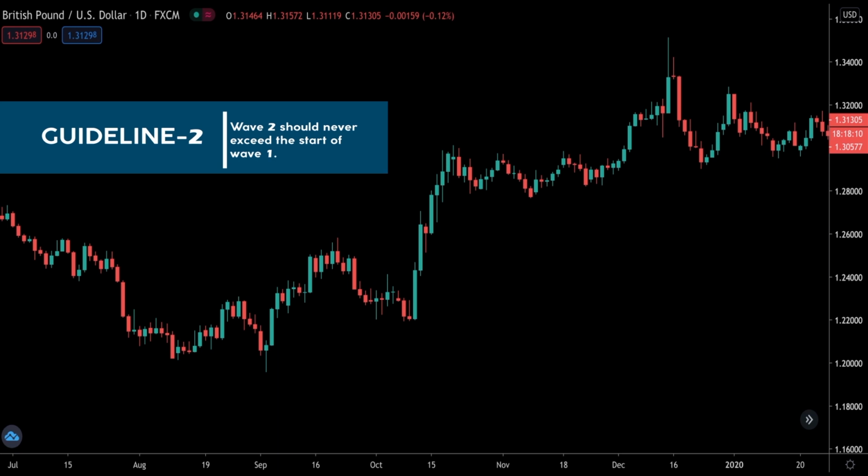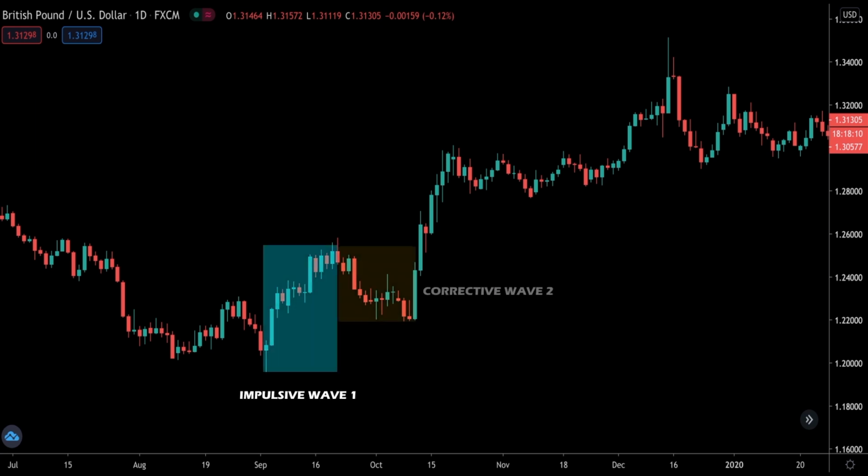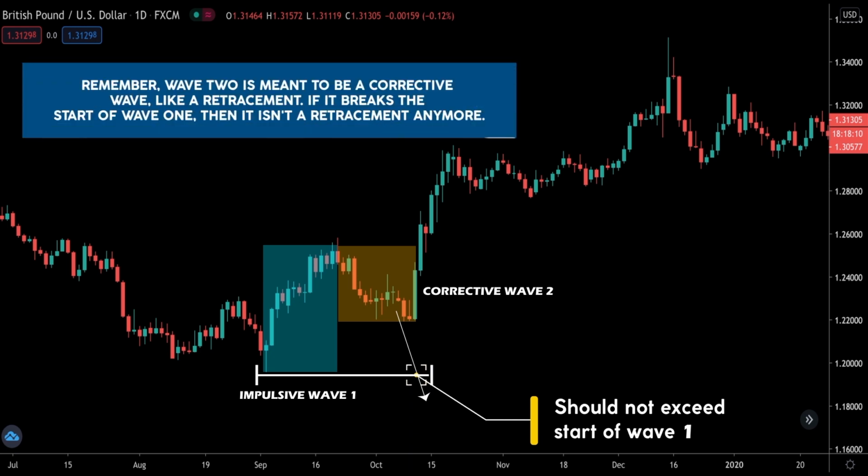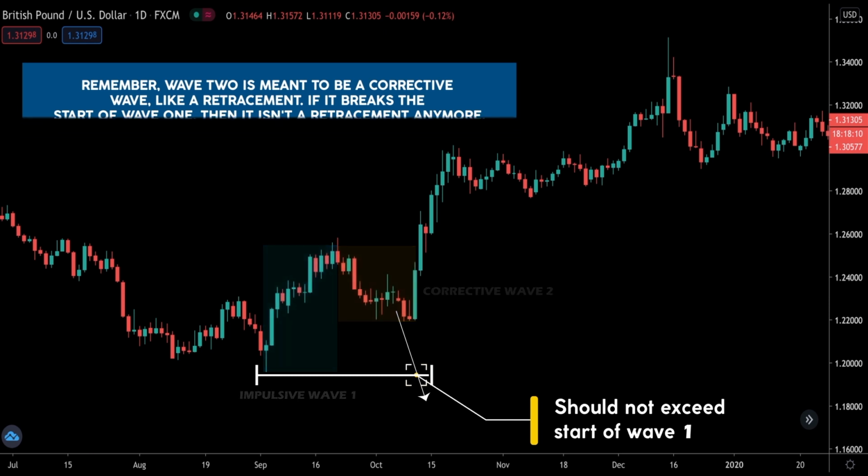Wave 2 should never exceed the start of wave 1. To put it simply, wave 2 cannot retrace more than 100% of wave 1. If you see a break above or below the start of wave 1, then you need to restart your count. Remember, wave 2 is meant to be a corrective wave, like a retracement. If it breaks the start of wave 1, then it isn't a retracement anymore.